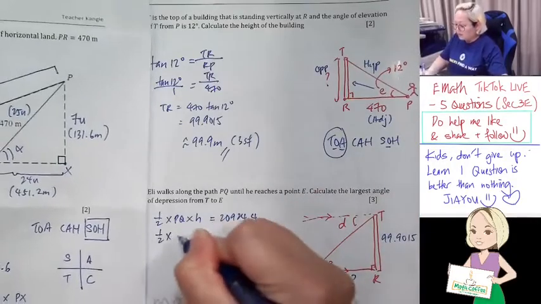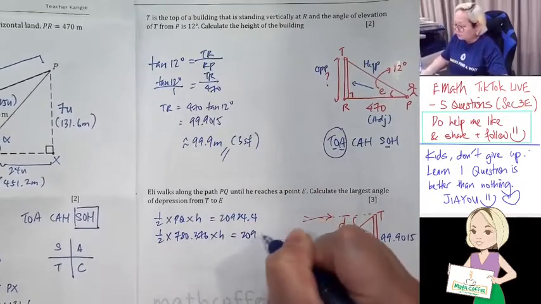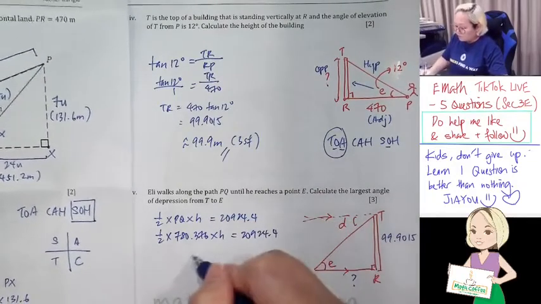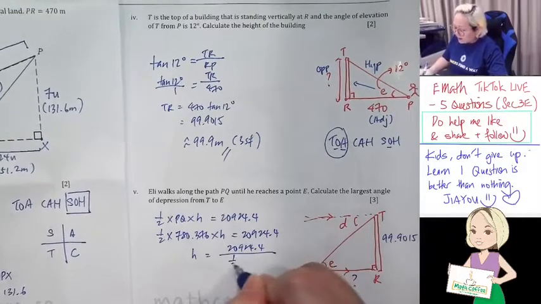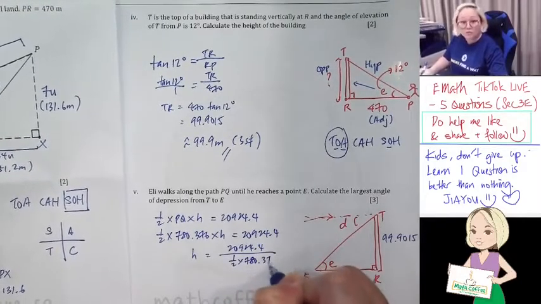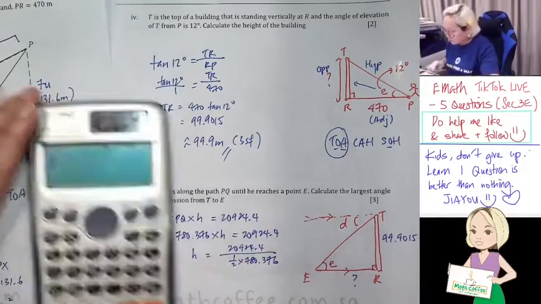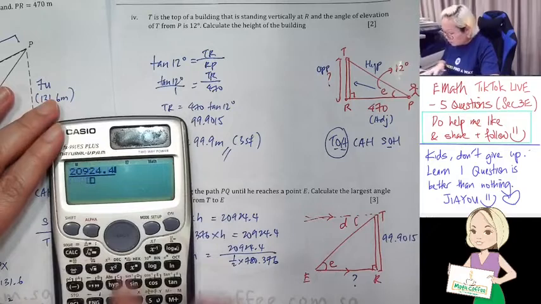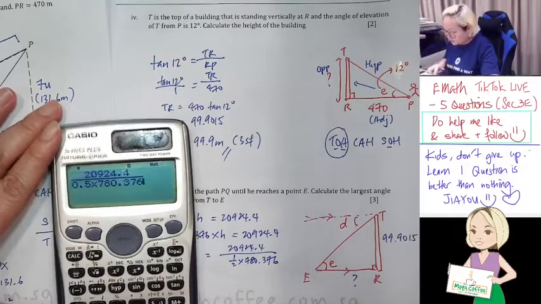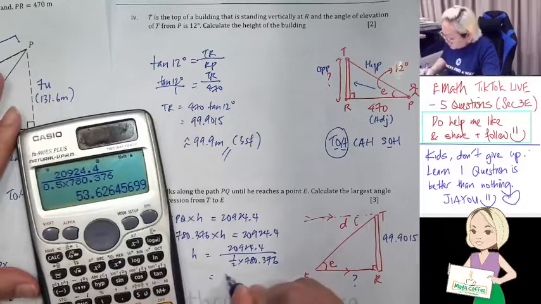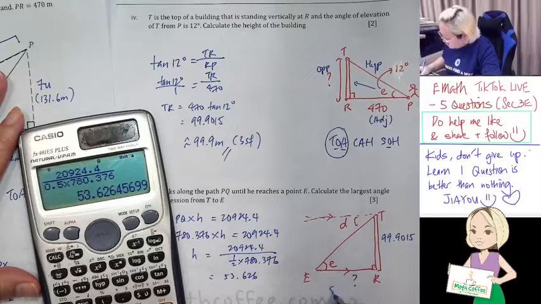So half times 780.376 times the height equals 20924.4. So my height will be 20924.4 divided by half times 780.376. Of course, press the calculator: 20924.4 over half times 780.376. So it gives me 53.626. Put it here, 53.626.